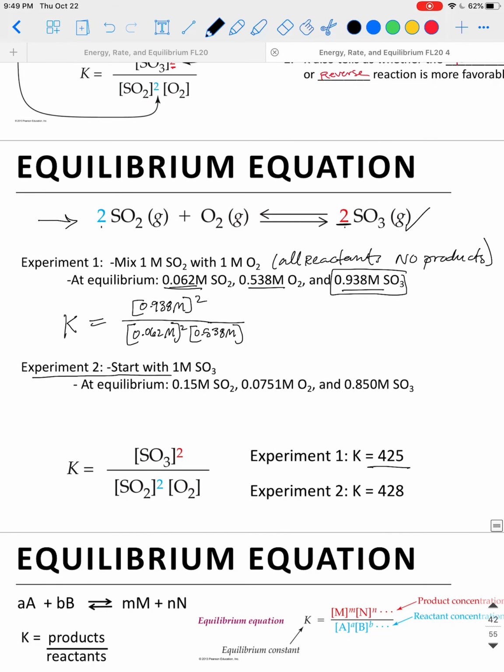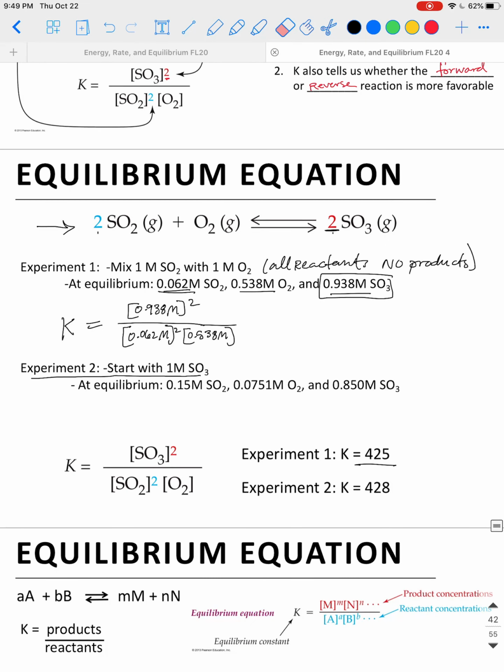Now, if you read experiment 2, it says start with 1 molar SO3. What that means, essentially, is we are approaching the reaction from this end. We're going to start with all products. We're going to put that in our test tube and just see what happens. If you're following the arrow this way, SO3 can decompose into SO2 and O2. If we let that run to reach equilibrium, here are the concentrations we would find. So we're starting with all products, no reactants.